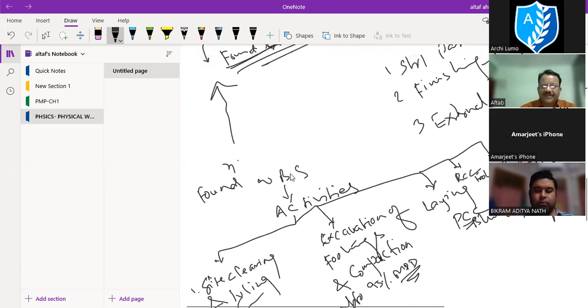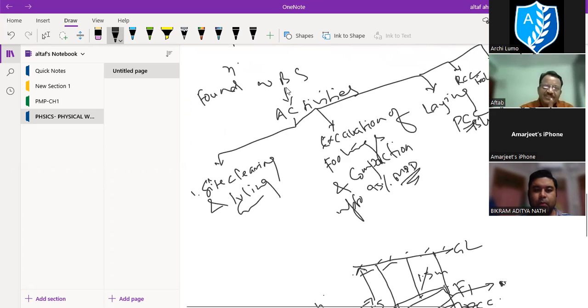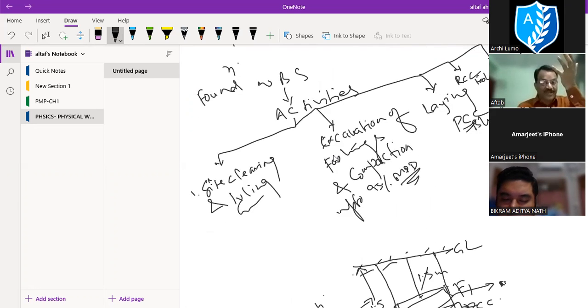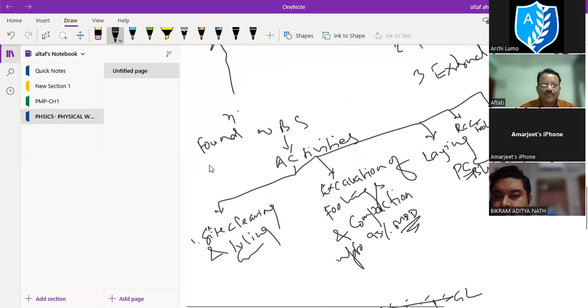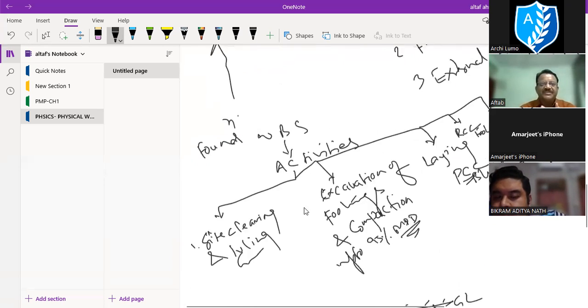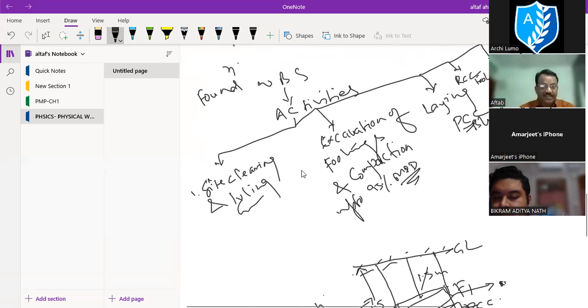So see, under foundation WBS, what are the activities? Site clearing and leveling, after that excavation for footing and compaction of the excavated ground, and after that we are laying PCC, after that we are laying RCC footing, after that we are going for backfilling and compaction again. So this is normally a general activity list under foundation WBS.